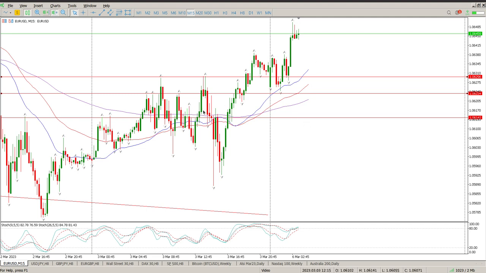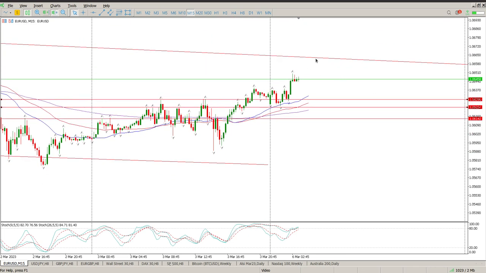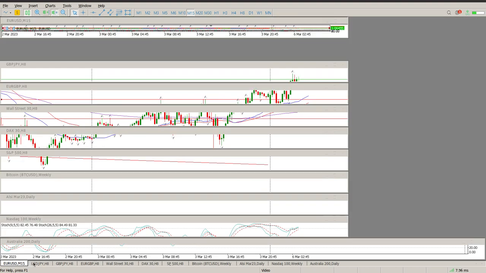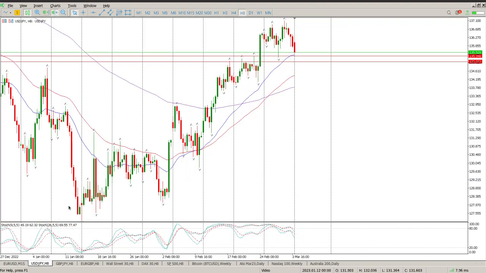Remember, pull back onto that, looking for price action. So you're looking for pin bars, inside bars, engulfing bars, and you're looking to enter just above that price action with a stop just below it for a move to the upside, and this trend line is going to hold you up.